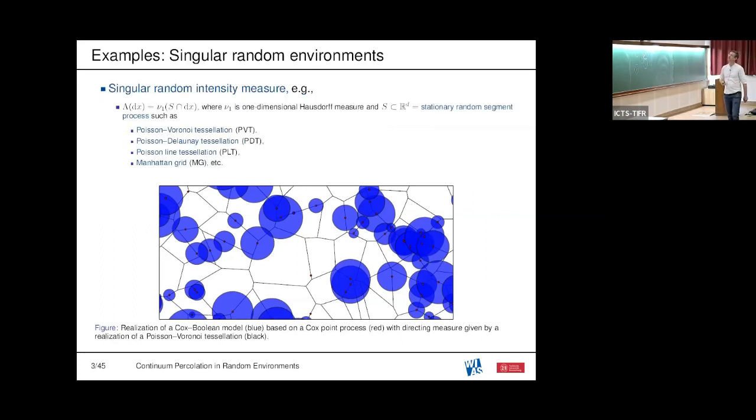To give you some examples for the environment, you can consider, for instance, singular random environments, as in this picture, where the environment is of lower dimension. So the whole point process is in R2 in this picture, but nevertheless, the Poisson point process is in a lower dimensional space. You can think of some random segment process, and then this environment measure is the one-dimensional Hausdorff measure. As I said before, examples that you could keep in mind are Poisson-Voronoi tessellations or Poisson-Delaunay tessellations, Poisson-line tessellations, or Manhattan grids that could serve as models for rectangular city topologies. By the way, you can interrupt me at any time.